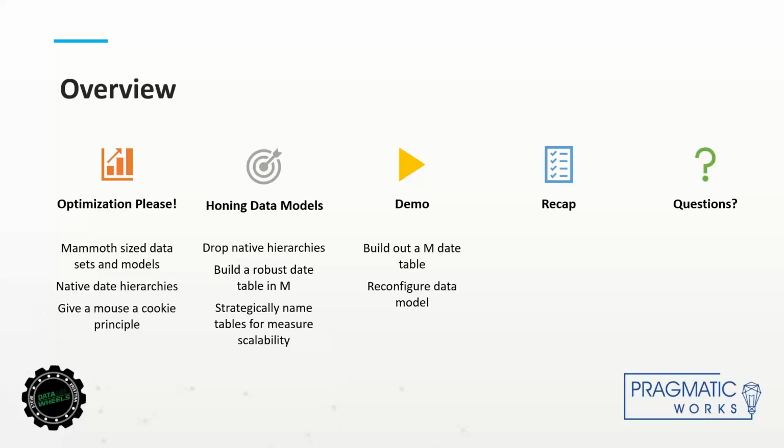From there, the solution to a lot of those problems is going to be honing in your data models. So we're going to learn how to drop those native date hierarchies. We're going to build a robust date table in M, and we're going to strategically name our tables for measure scalability. Then in the demo, like I said, we're going to build out that M date table, and we're going to reconfigure the data model to accommodate that.